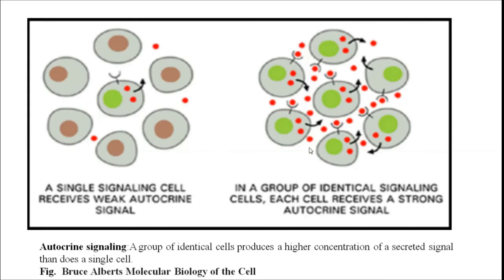In this case, a group of identical cells plays an important role to generate a strong autocrine signal. Okay. Now this is the signal producing cell. Now it will generate some signaling molecules. Now these signaling molecules bind to the receptor which is present on the same cell, and such signaling is known as autocrine signaling.